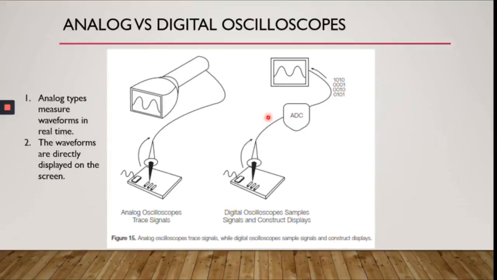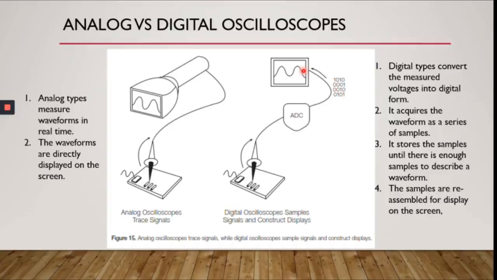But for a digital oscilloscope, when we start the measuring process, it's going to go through an ADC. ADC stands for analog to digital converter. It's going to convert the analog signal from the probe here into binary form. Binary are basically ones and zeros. And then it's going to store this binary data in the oscilloscope and use it to regenerate the figure shown on the screen. So these are the steps.